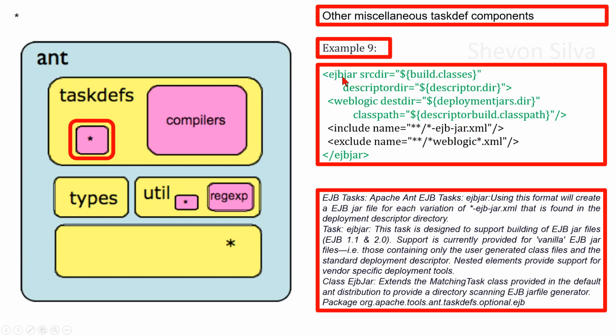The task EJB jar is designed to support building EJB jar files, EJB 1.1 and 2.0. Support is currently provided for vanilla EJB jar files, that is those containing only the user-generated class files and the standard deployment descriptor. Nested elements provide support for vendor-specific deployment tools.